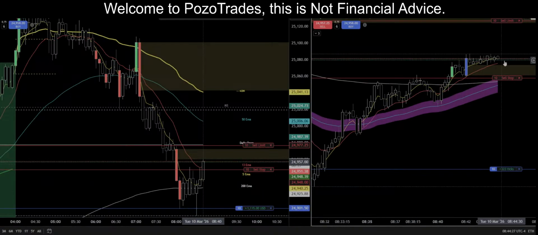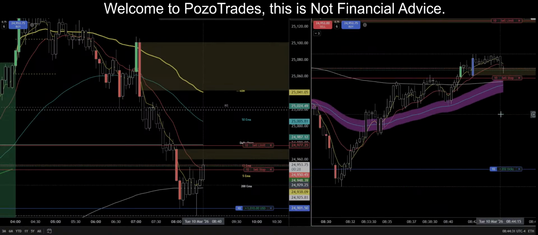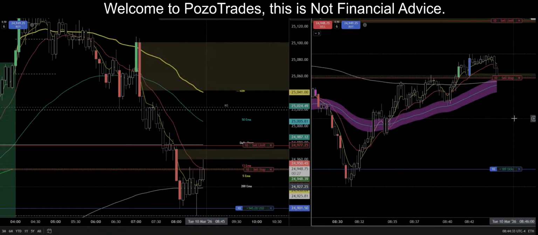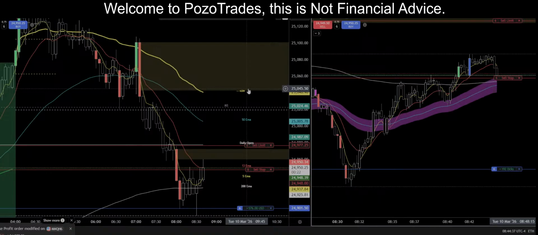Notice we're getting a lot of little candles here. I want to see if we either need to break up or it's going to come back for my stop. Yep, it's going to take me out. Well, took out most of it.